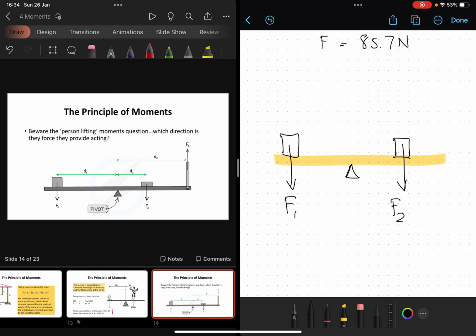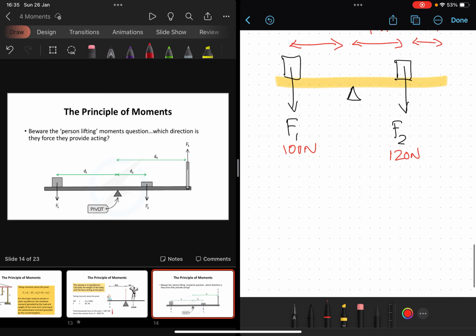And let's just imagine for a moment that these two are not in equilibrium. Okay, let's imagine that one of the moments is bigger than the other. So let's put some numbers in to illustrate this. Let's imagine that's 3 meters from the pivot, that's 4 meters away from the pivot, and then we've got an extra 1 meter from the weight to the edge of that beam. We've got a 100 Newton force here, and we've got a 120 Newton force here.